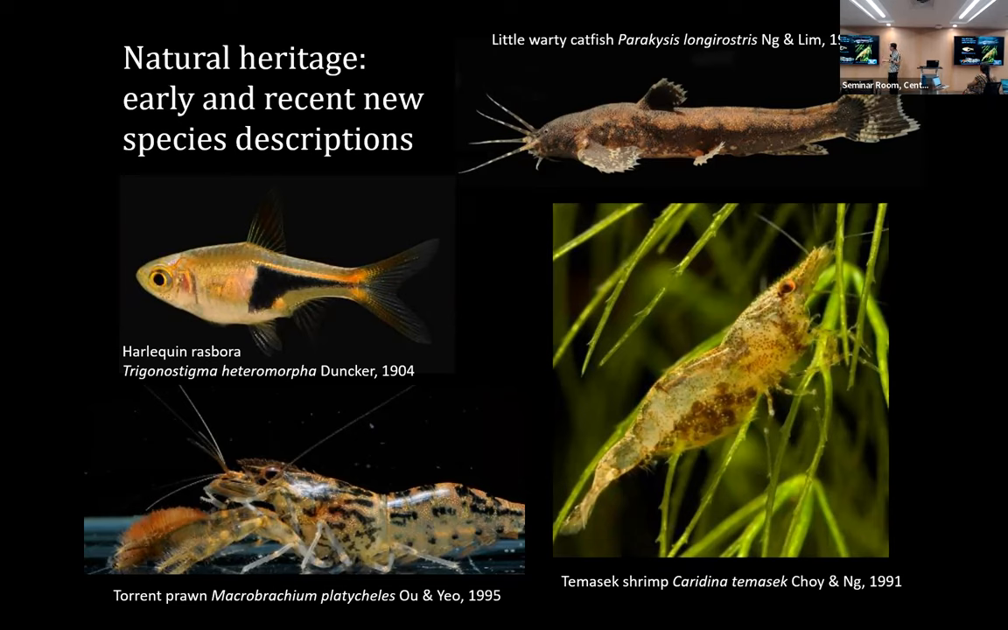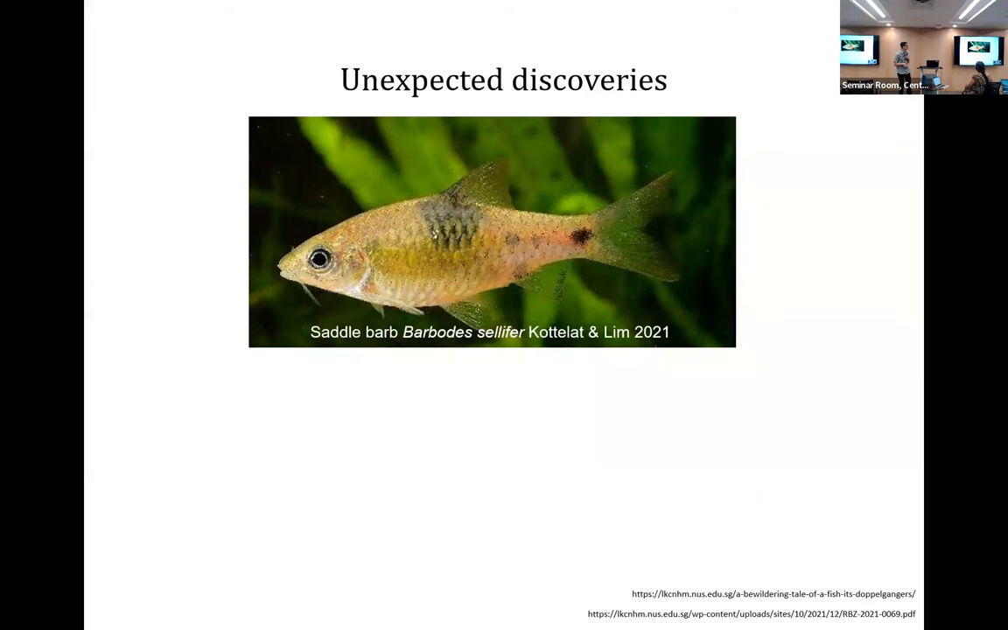I mean, we have things that are really old, like this from the early 1900s, right down to 1995, 91. So right up to the 90s, we were still discovering new species, new to science, which was quite remarkable. And then there are a few more unexpected discoveries. Recently, my colleagues from the Lee Kong Chian Natural History Museum described this new species, Barbodes salifa. I thought fish are quite big, quite obvious, so it's hard to find a new species. But they described it as a new one.